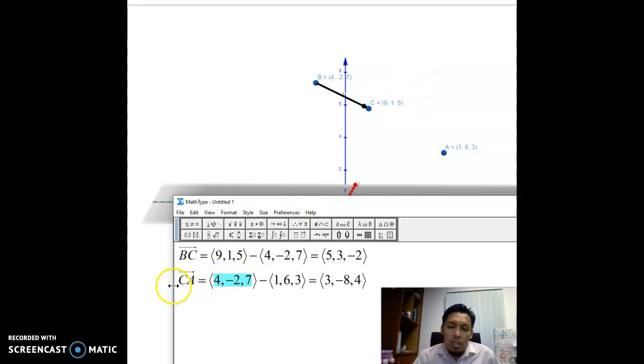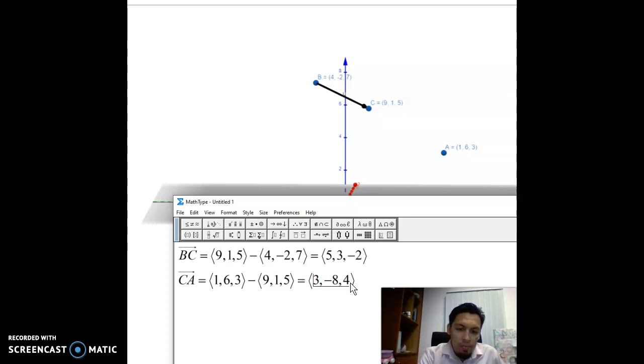Now let's look for C minus A. So basically, for C minus A, we should subtract A from C. So A is actually 1, 6, 3, right? Minus C, which is 9, 1, 5. 9, 1, 5. Okay. So how do we subtract it, right?